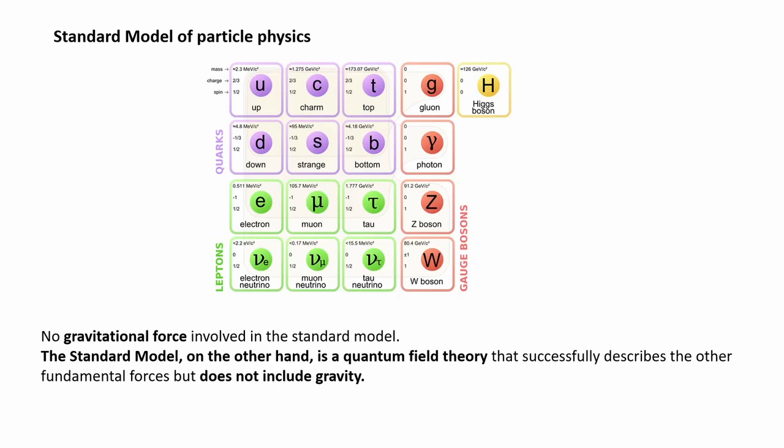Here we have the particles in the standard model of particle physics and we see that graviton is absent. The primary reason why the graviton is not part of the standard model is that the model does not incorporate the gravitational force. Gravity is described by Albert Einstein's general theory of relativity, which is a classical theory of gravity based on the curvature of space-time caused by mass and energy. The standard model, on the other hand, is a quantum field theory that successfully describes the other fundamental forces but does not include gravity.